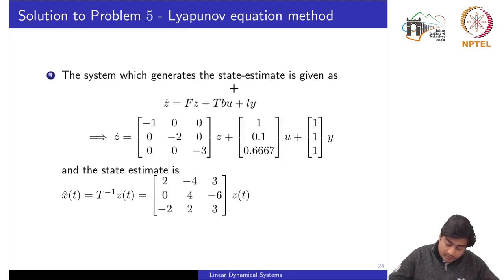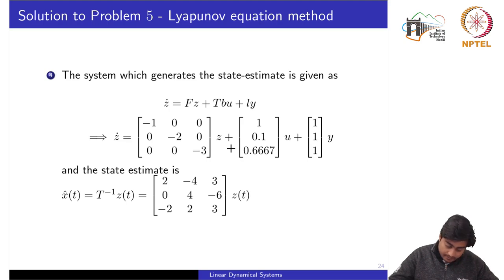Now the observer, if you recall, was given by the state equation z dot is equal to F z plus T B u plus L y, and the state estimate is given by the inverse of that T matrix times z of t. So substituting the matrices computed using the steps we had seen earlier, now we can go directly to the simulations.